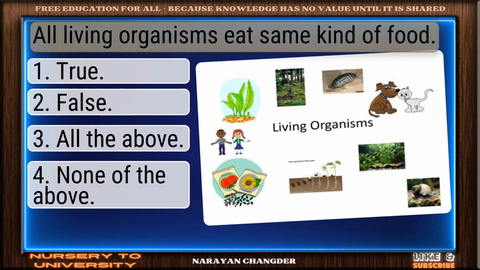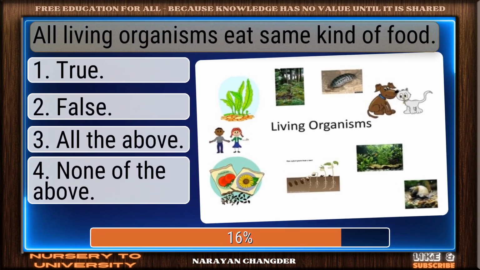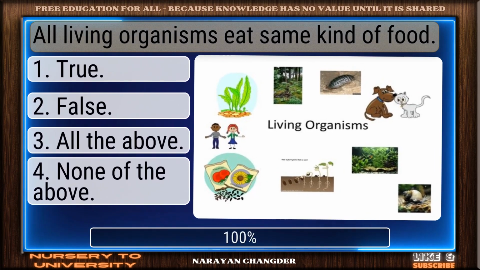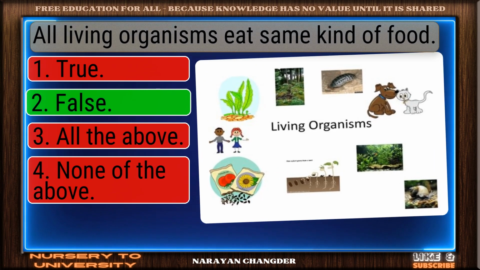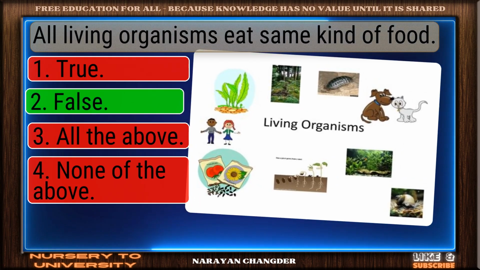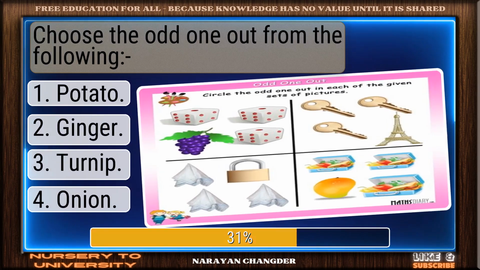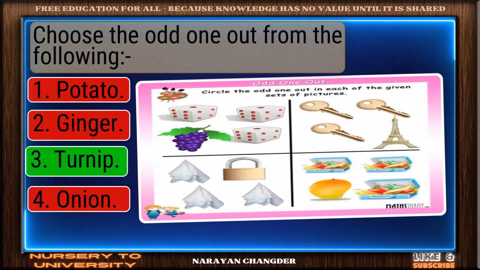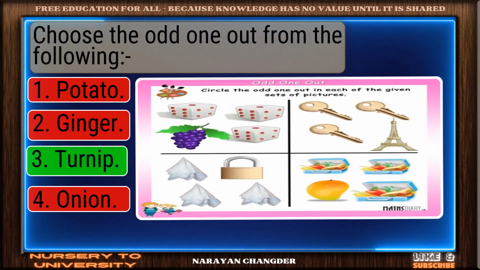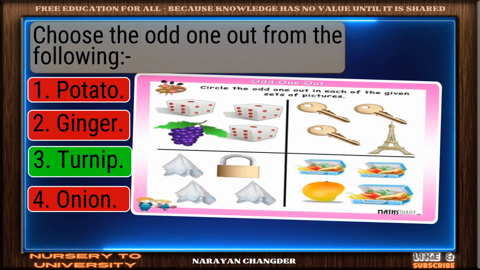All living organisms eat same kind of food. Smart move. False is an accurate answer. Choose the odd one out from the following. On track. Turnip is the correct answer.